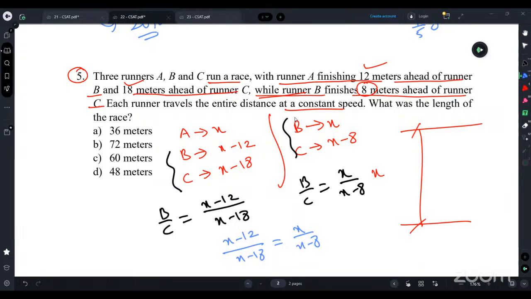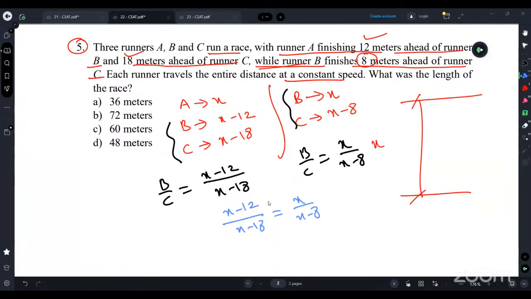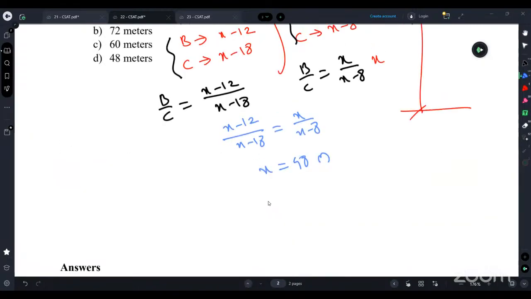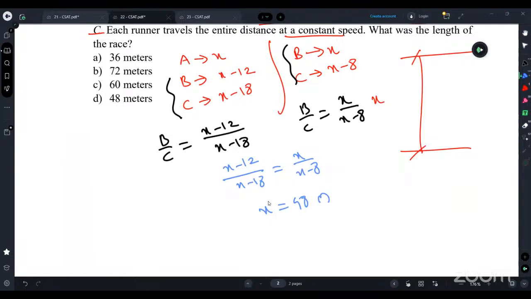Okay, let's solve this, guys. If you solve for X, you will get the answer for X as 48 meters. Is it correct? Option D? Yeah. Okay. Let's take the cross multiplication and solve it, guys. You will get option D, 48 meters.